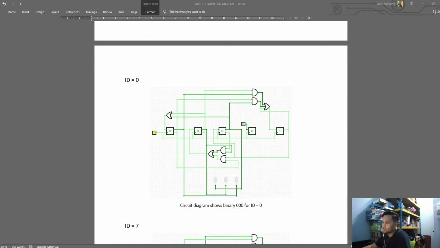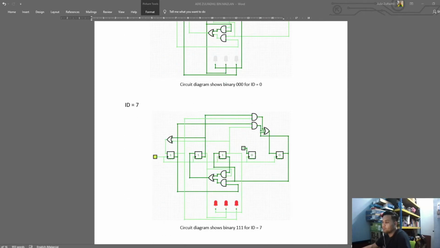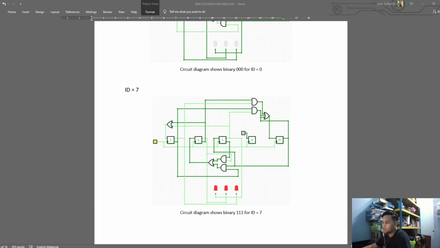This is ID equal to 0. So the T5 becomes 1, but the other 3 are 0 0 0. So ID equal to 0. So this is 7. ID equal to 7. So we can see here 1 1 1.